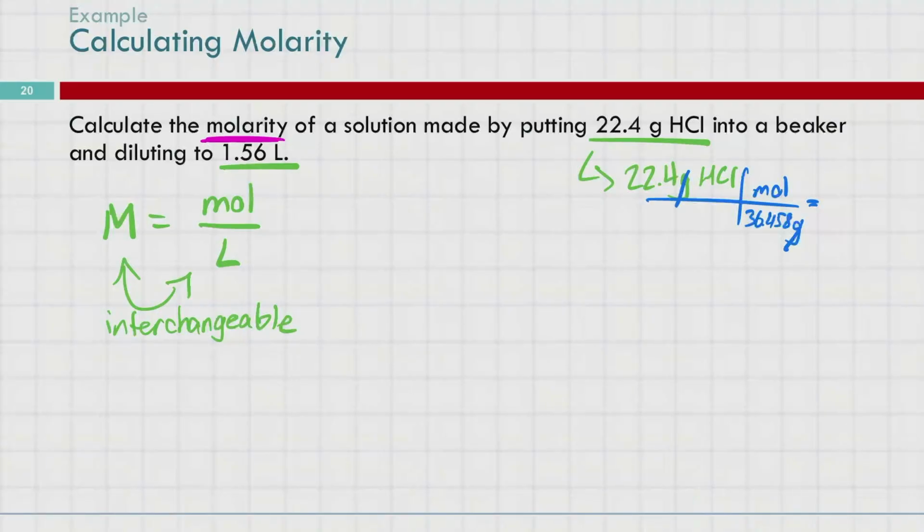Please note that for many of these problems, you'll need to be able to calculate a molar mass. If you can't calculate a molar mass, you can't start the problem. I might be nice sometimes and give you the molar mass just to save you a little time and brain power, but we should be able to do this like eating chips. Should be second nature. If the chips are there, we're eating them, right? We can calculate the molar mass. It's that easy. So 22.4 divided by 36.458.